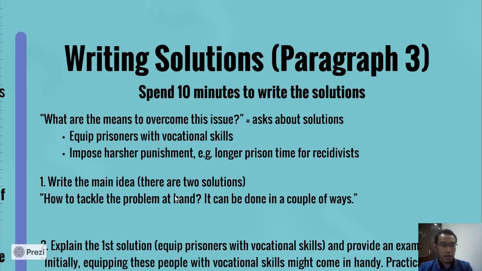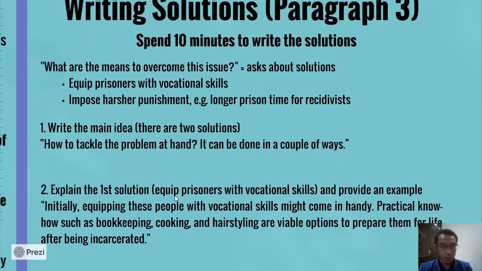And the first thing you have to do is write the main idea. Same with how you write the causes paragraph. Write the main idea. There are two solutions. For example, we can write this like this one. How to tackle the problem at hand. It can be done in a couple of ways. In a couple of ways, reverse to there are two solutions.